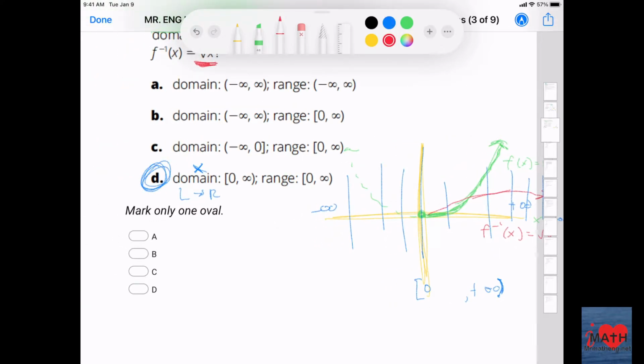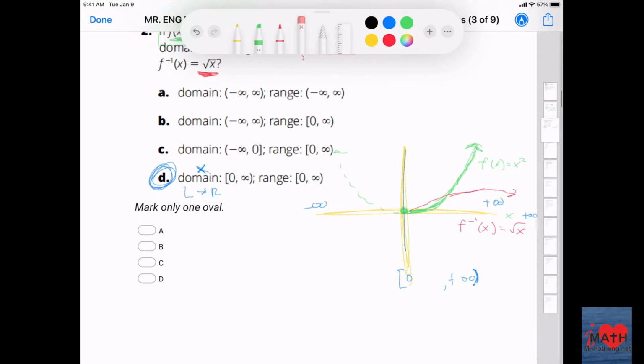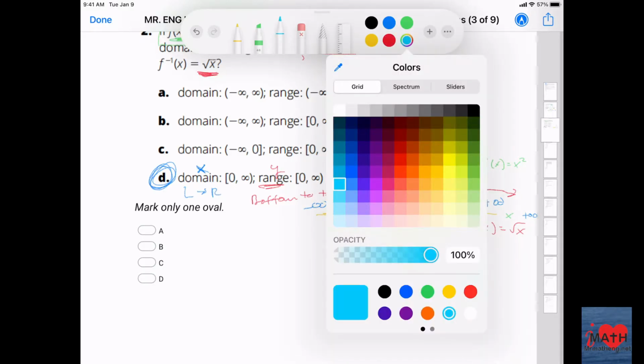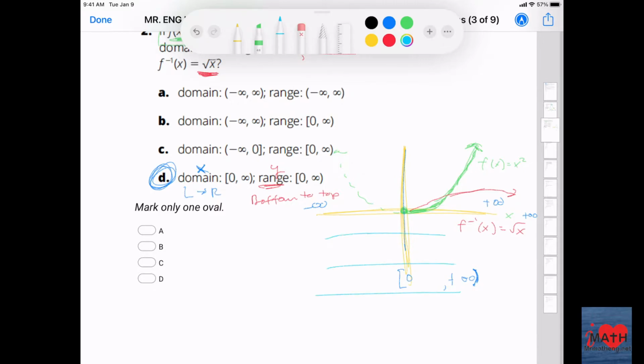Now let me double check and show you guys what the range is. Range is the y-axis, and I say you go from bottom to top. Let me use a different color, let's use blue. Nothing, nothing, nothing. It touches the graph on the y-axis, which is the range here, at 0. And the last thing it touches is the arrow, which is going towards positive infinity.